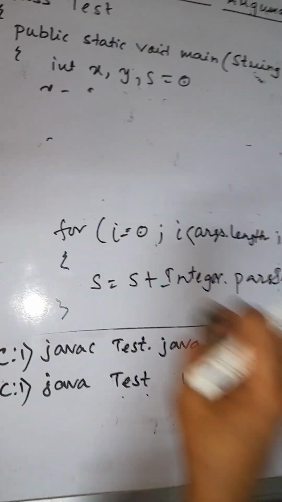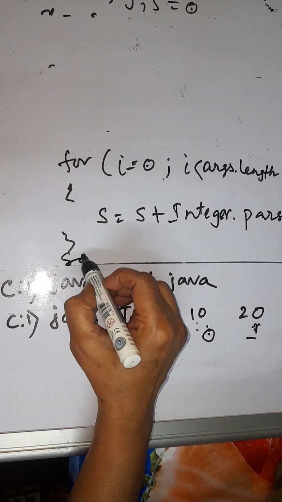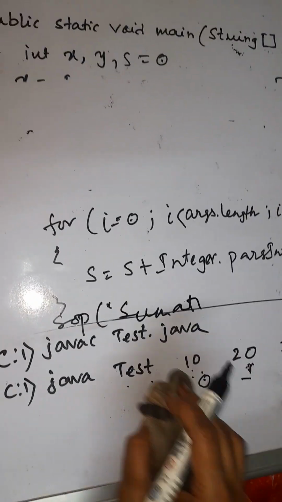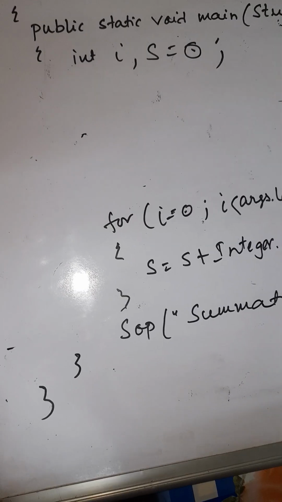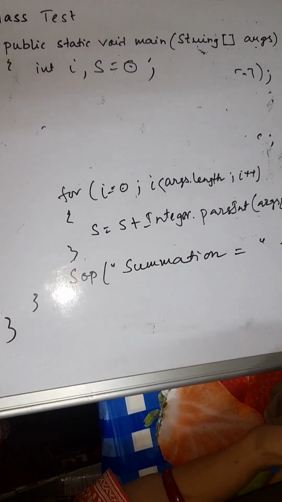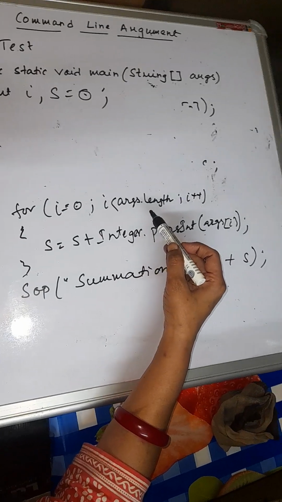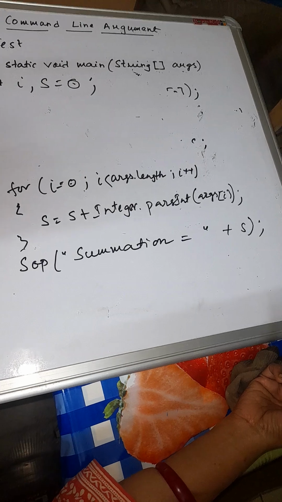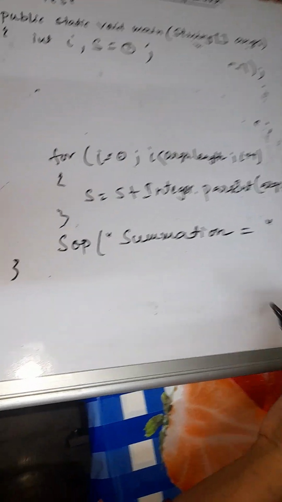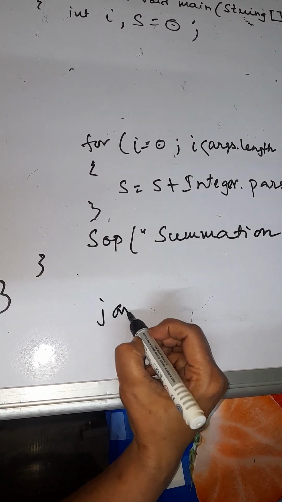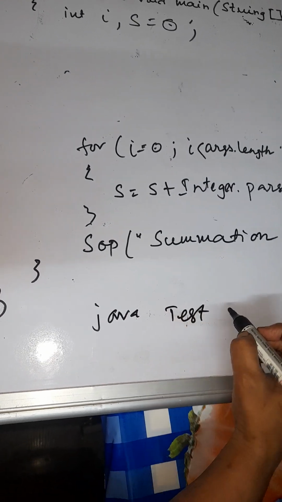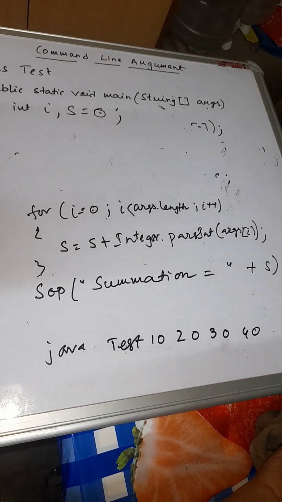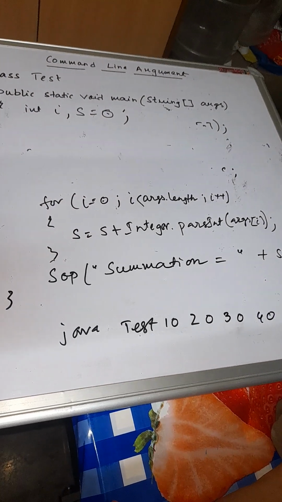Clear? That time you should execute using the loop, and then at last you print SOP summation equal to S. Clear? So now here you see at final, I equal to 0, I less than args dot length, I plus plus, and I convert it, and at the time I do the sum, and then at last I print it. Okay, so now when you execute your program, then your Java, your class name, and those arguments, as many as you want to pass, separated by space. Okay, clear? I hope this one is clear.